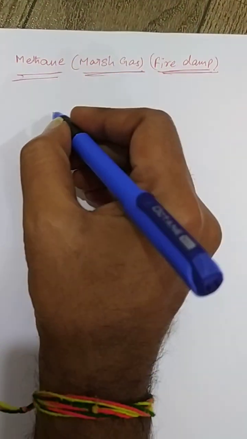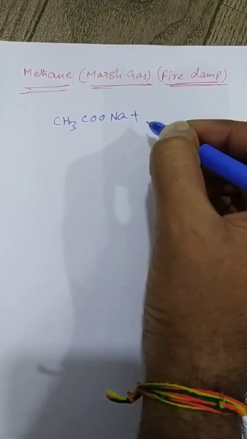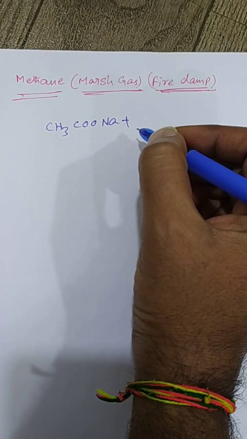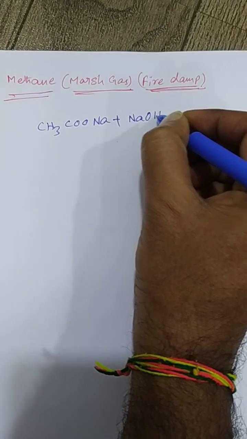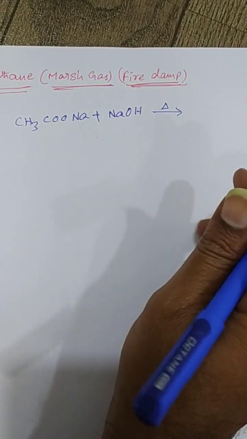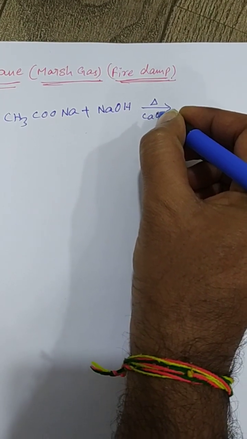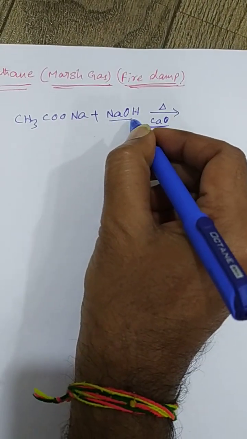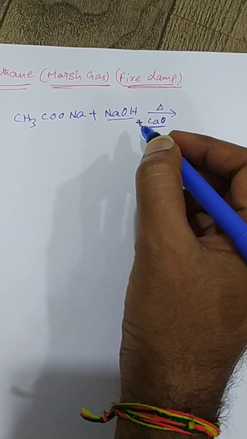So basically methane is formed from sodium acetate. This is one of the cheapest and easiest laboratory methods. This is sodium acetate, CH3COONa. When it reacts with sodium hydroxide, it is called soda lime. The symbol delta in chemistry always tells us heat, in the presence of calcium oxide. The combination of NaOH and calcium oxide is called soda lime.